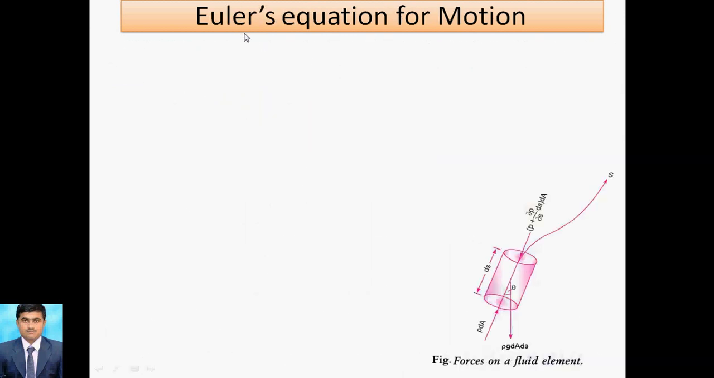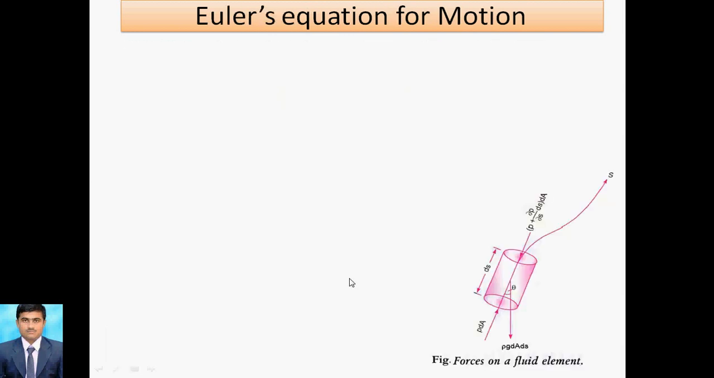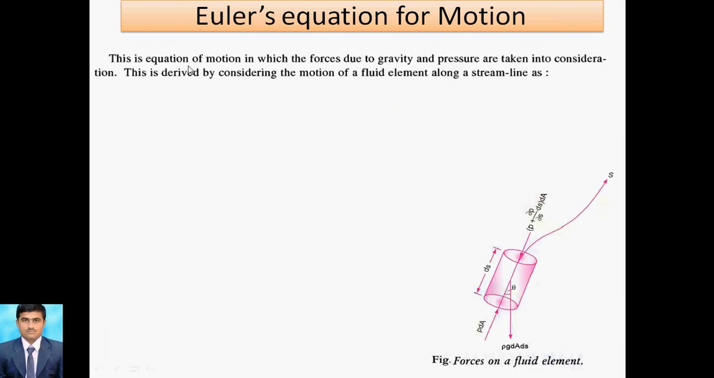Actually we know that Euler's equation depends on only two forces, that is Fp and Fg. Fg means gravity force and Fp means pressure force. So memorize this: whenever Euler's equation is there, it is resolved into gravity as well as pressure forces. Now we derive the equation of motion on a fluid element.